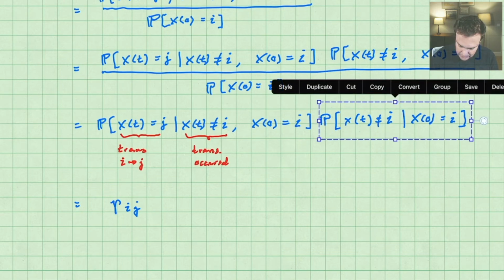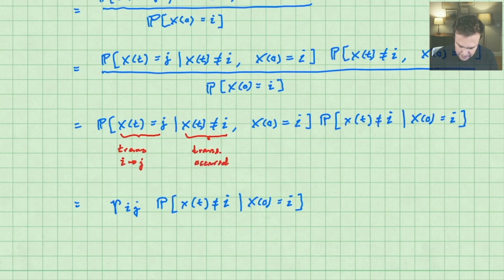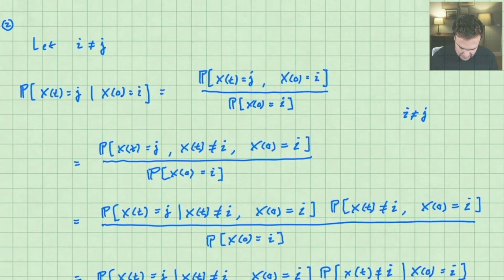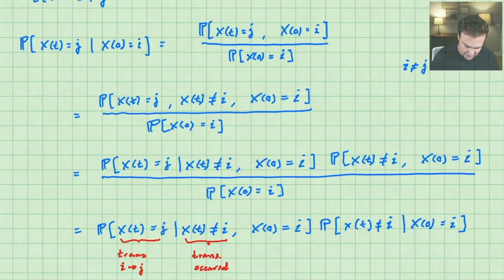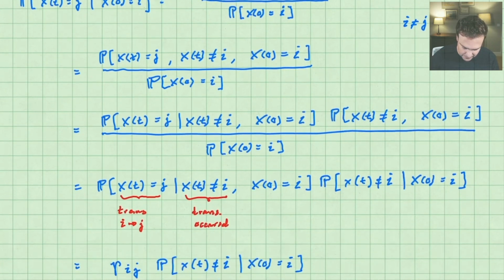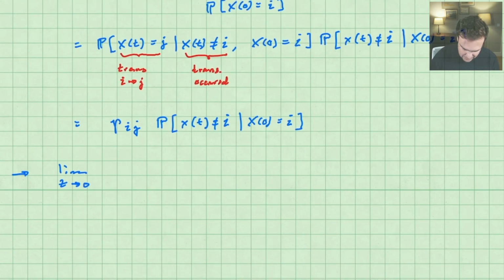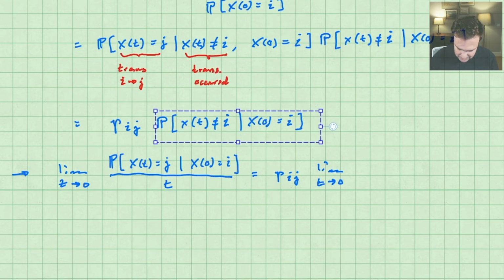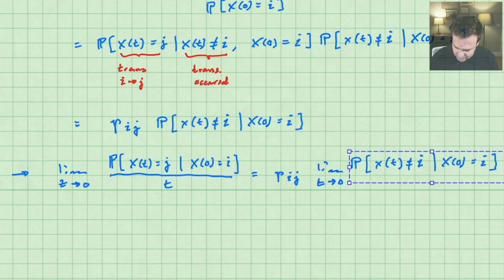And then we bring this guy over here. All right, and so therefore the limit, which is what we're interested in, of this quantity here divided by t, is equal to Pij times the limit as t goes to 0 of, well, I could take it from here, right? But doesn't it look familiar? Isn't that the previous thing we were proving?